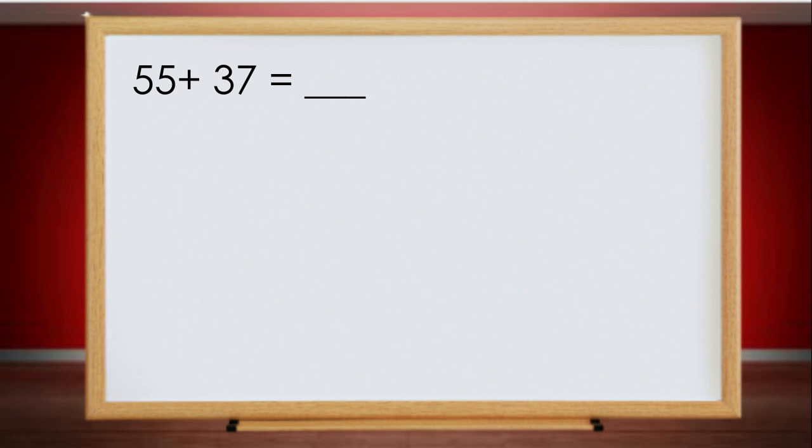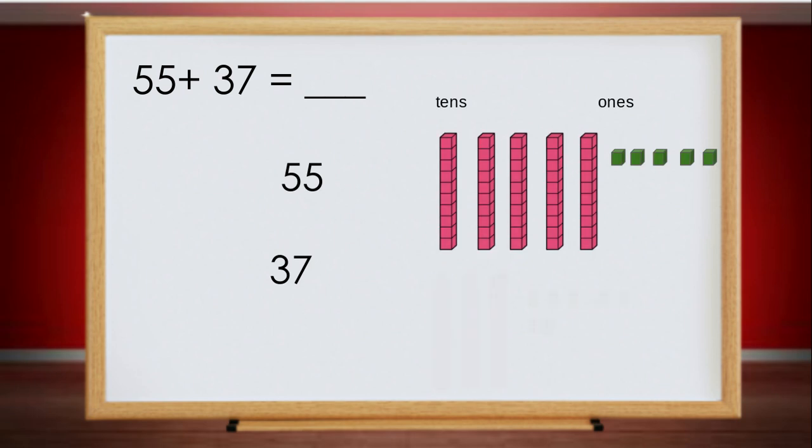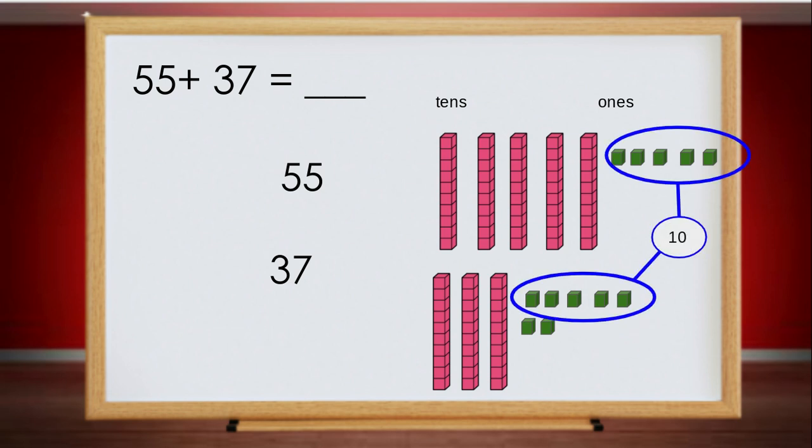Let's try another one. 55 plus 37. Now 55 has 5 10s and 5 1s, and 37 has 3 10s and 7 1s. And in this set of numbers, I notice that the 55 has 5 1s, which we can group together with 5 of the ones I see right here in the number 37. And 5 1s and 5 1s is a 10. We just grouped to make a 10.